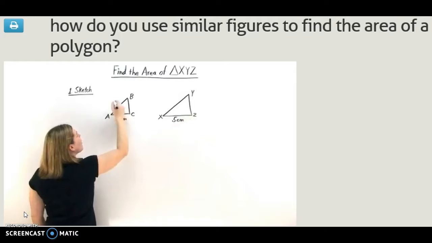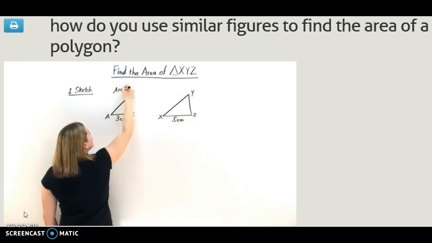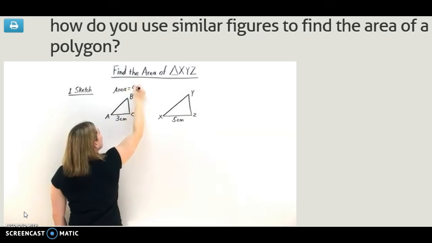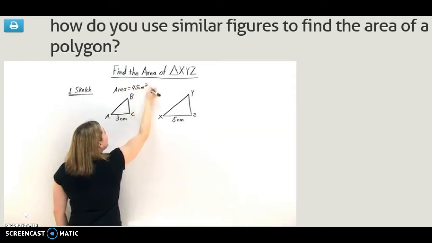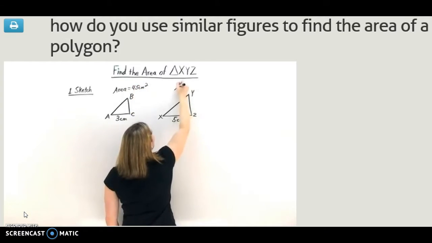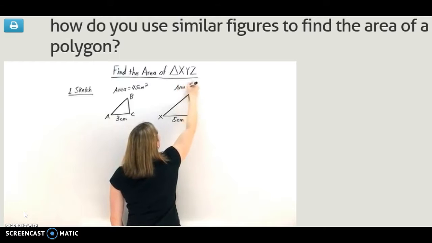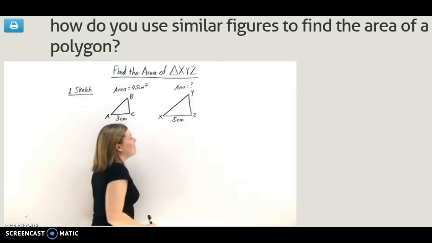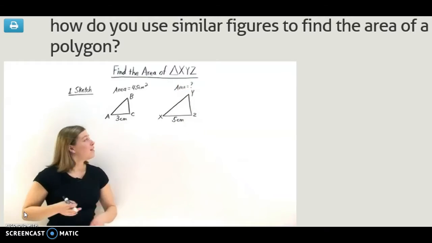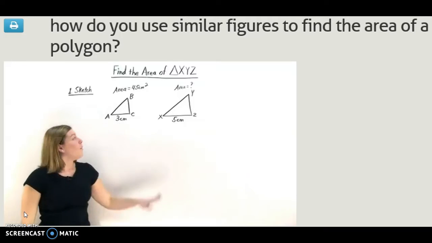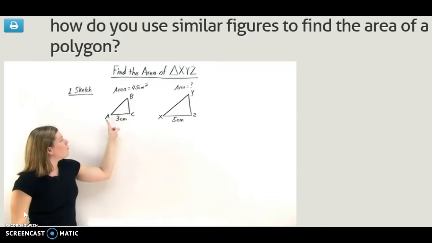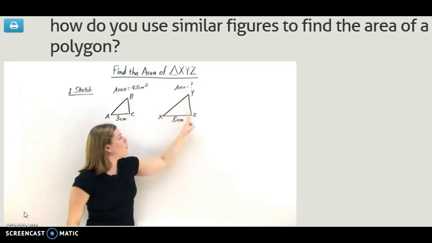We're also given the area of triangle ABC. We're told it's 45 centimeters squared. Now from this information, we're trying to find the area of the other triangle, triangle XYZ. How do we do that? Well, let's go ahead and think about what we have. We have similar triangles. We have triangle ABC and triangle XYZ.